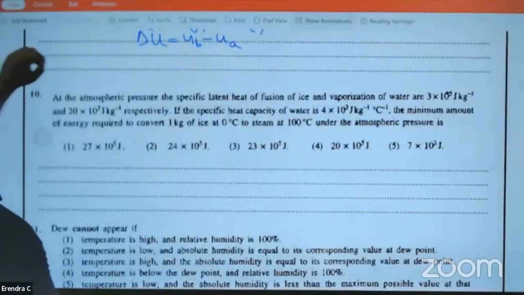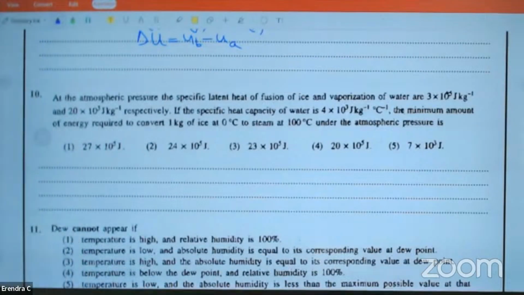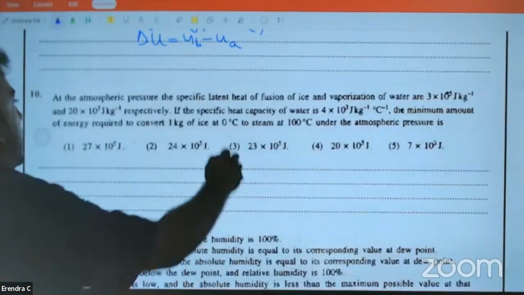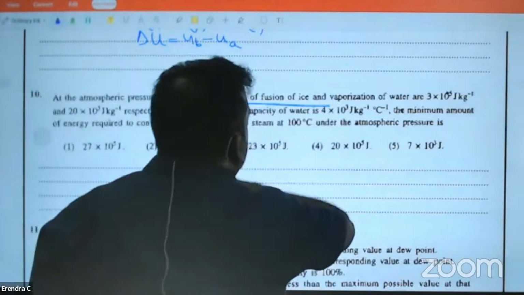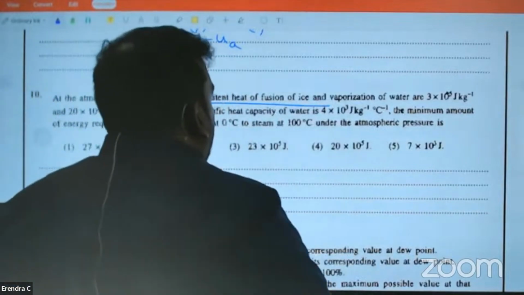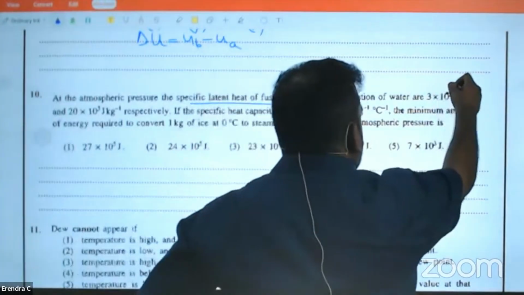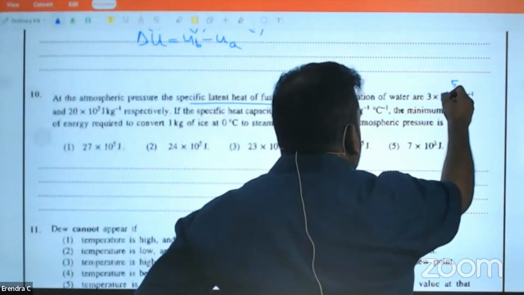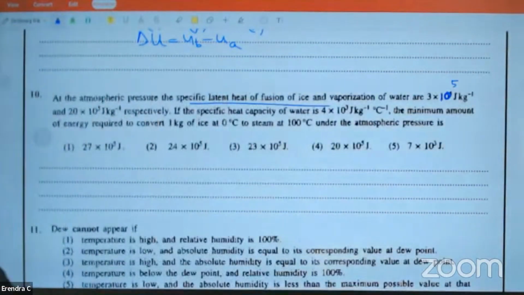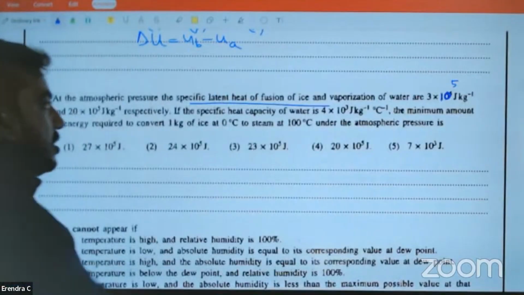Right. Moving on. At atmospheric pressure, the specific latent heat of ice and vaporization is 20 × 10^5. I think this is 10^5. Specific heat capacity of water is 4000.